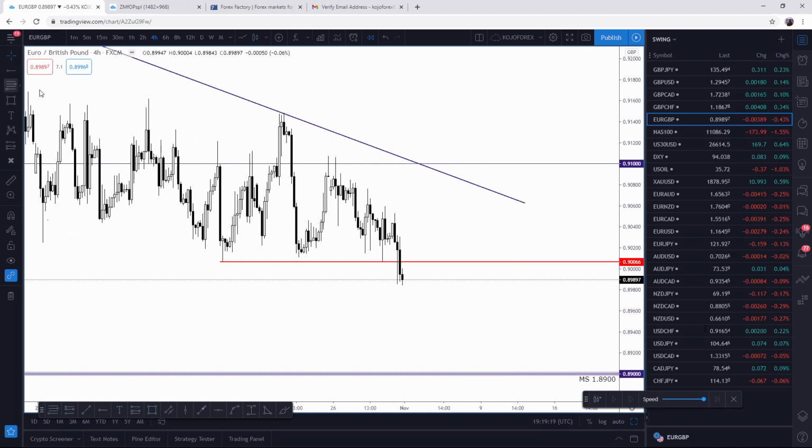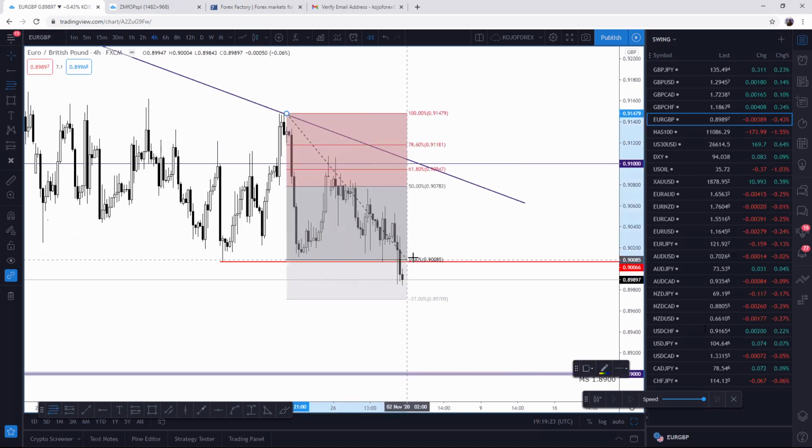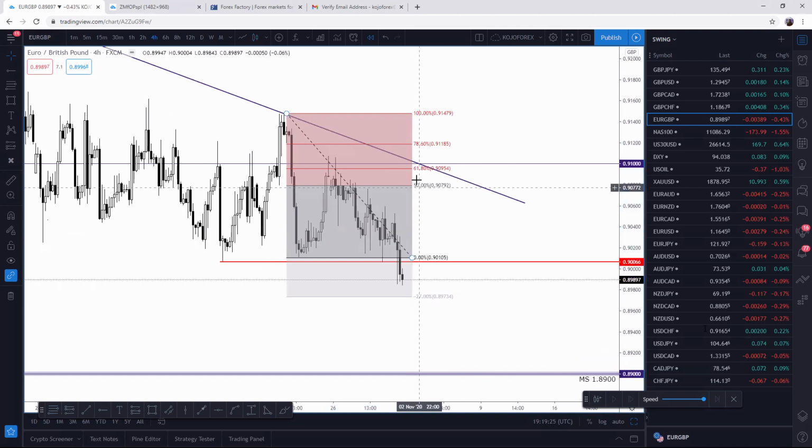Even with this, there's a clear Fibonacci retracement, rejecting here, easily find a short back. What could we do? We could possibly run into this fib extension.